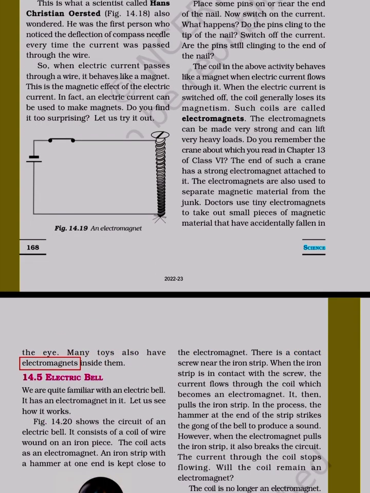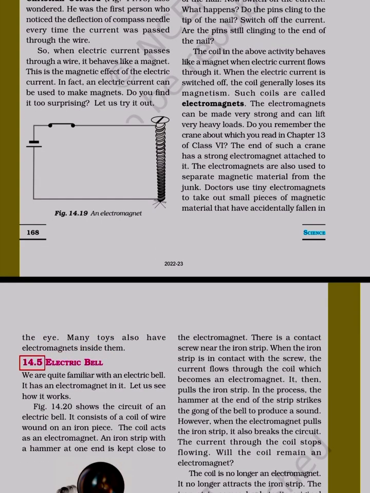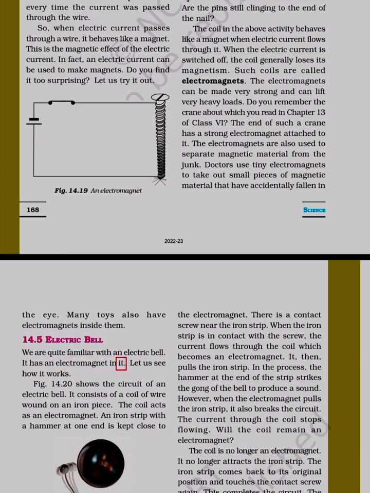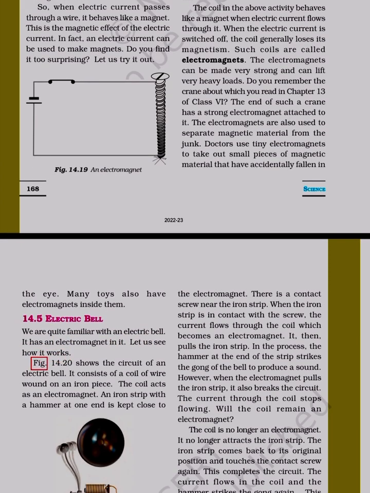Many toys also have electromagnets inside them. 14.5 Electric bell. We are quite familiar with an electric bell. It has an electromagnet in it. Let us see how it works. Figure 14.20 shows the circuit of an electric bell.